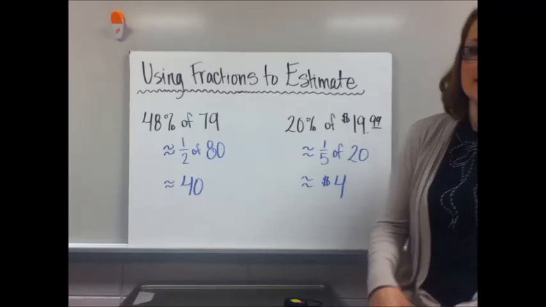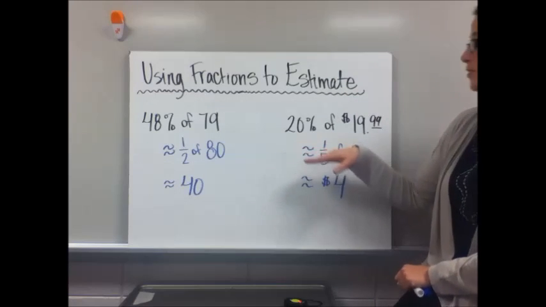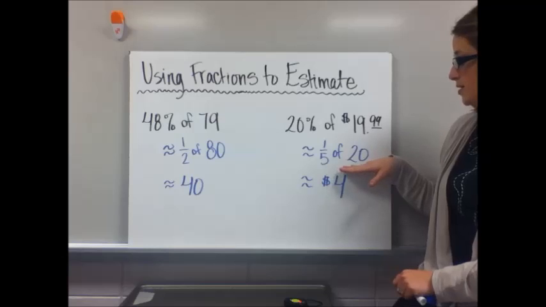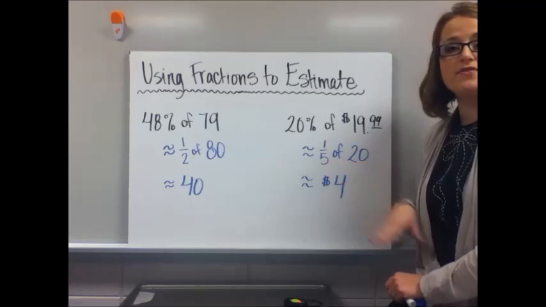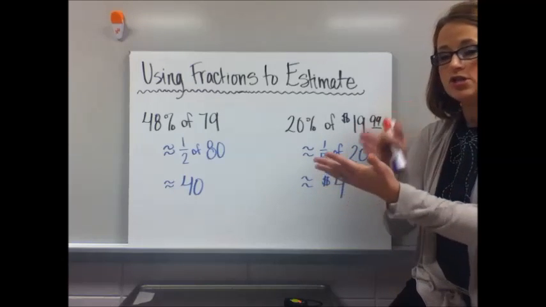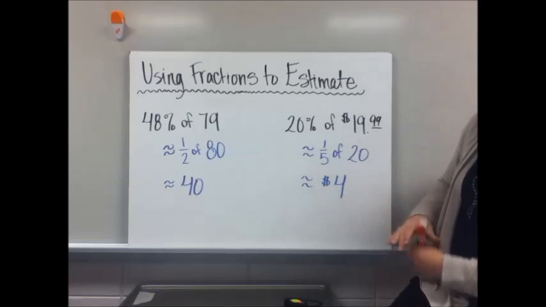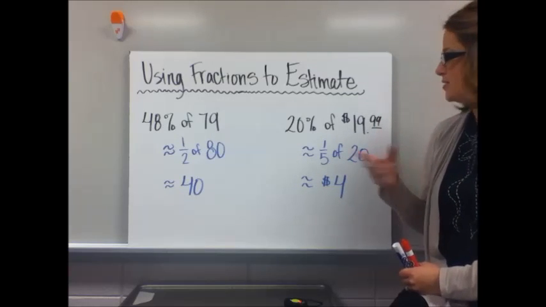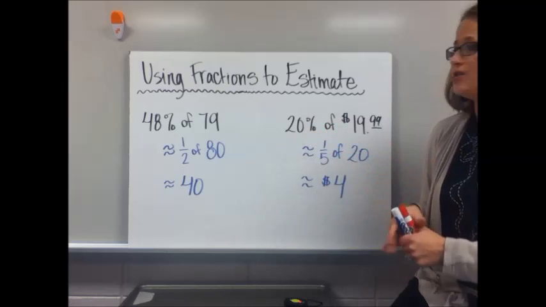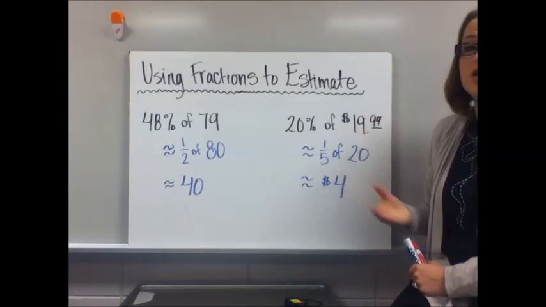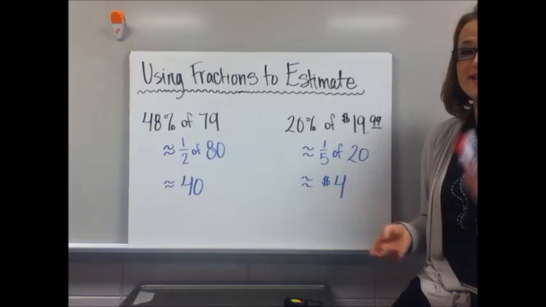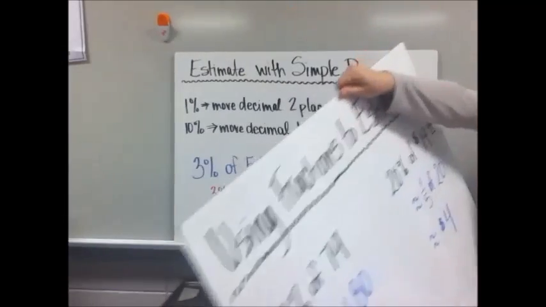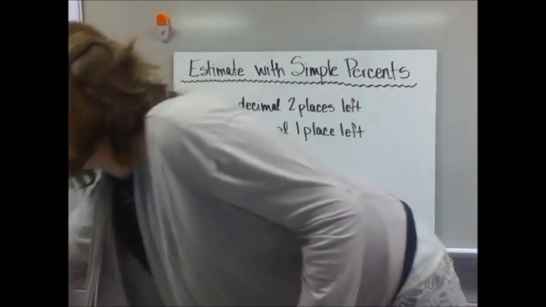20% of 1999. So 20% is the same thing as a fifth, and 1999 could round to about 20. So 1/5 of 20, that means you take 20 and you're splitting it up into 5 equal parts, which would be $4. Now I'm already anticipating, some of you are saying, well, that's just two 10% chunks, and 10% of 20 is 2. 2 times 2 is 4. And yes, that is another way that you can do that. We call those simple percents.